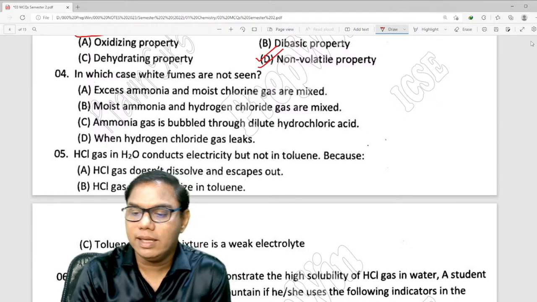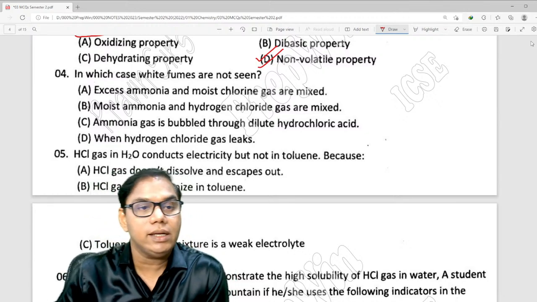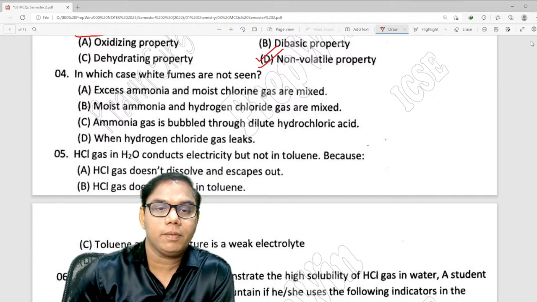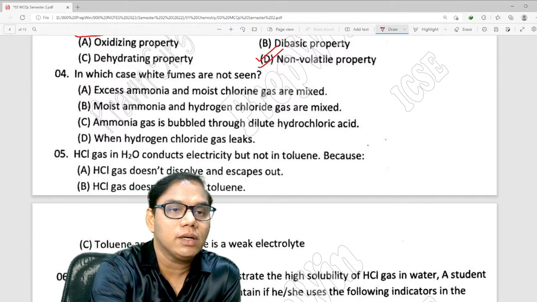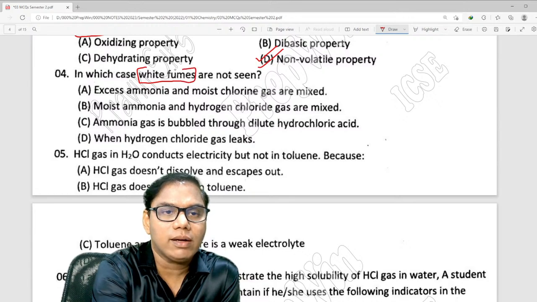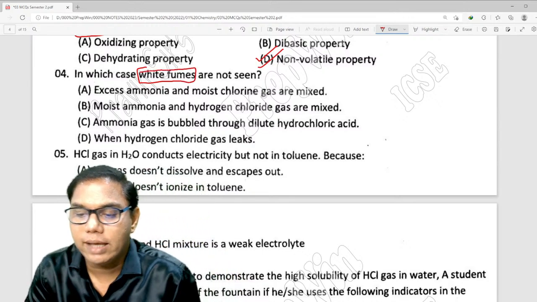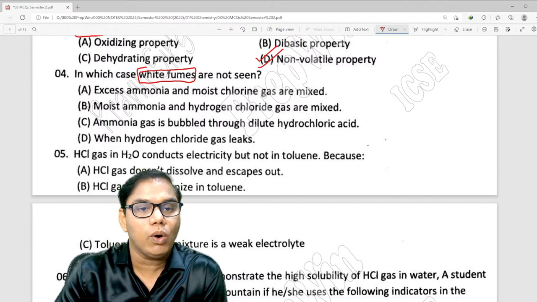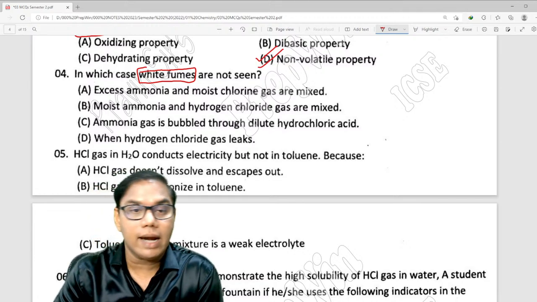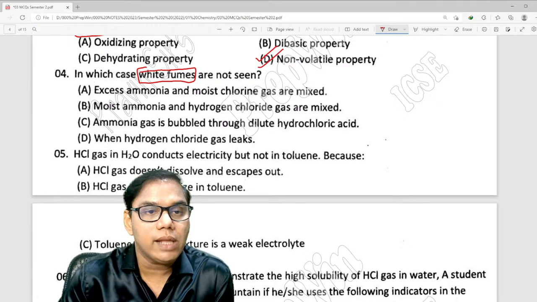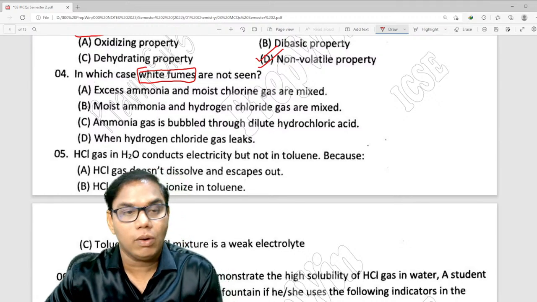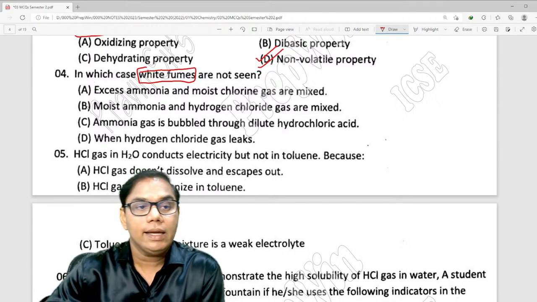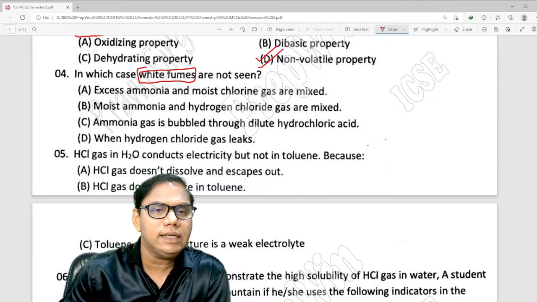Okay, when fumes, this is very, very easy. Which is the correct option? When you cannot see white fumes, when you cannot see what, read the question carefully. Yes, I see students are giving the answer. Please write the number so that I understand what the question is. Okay, which answer are you telling? Okay, which question number? The fourth one. Okay, is it A? Is it B? Is it C? Is it D?